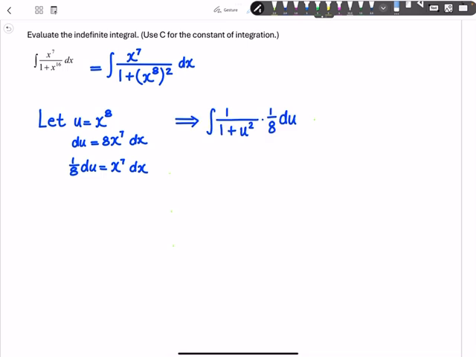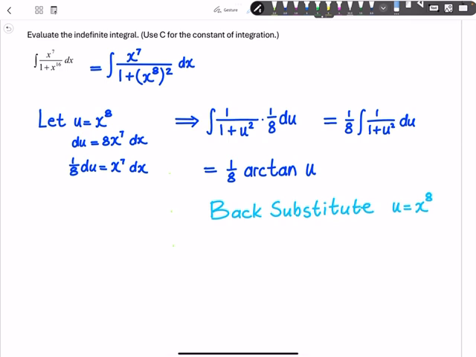I get the integral of 1 over 1 plus u squared times 1 over 8 du. If we clean this up ever so slightly, in other words, just factor out that coefficient 1 over 8, we get 1 over 8 times the integral of 1 over 1 plus u squared du. All right, so we can go ahead and integrate. We know that this is the arctangent form, so this is 1 over 8 arctangent of u. Next we're going to back substitute. Remember, u is equal to x to the power 8, and so that yields 1 over 8 arctangent of x to the power 8 plus c.